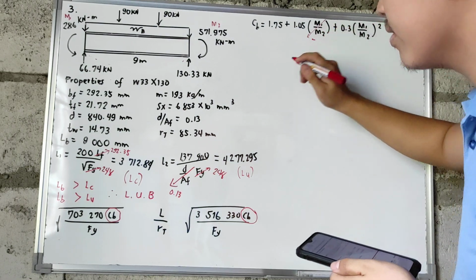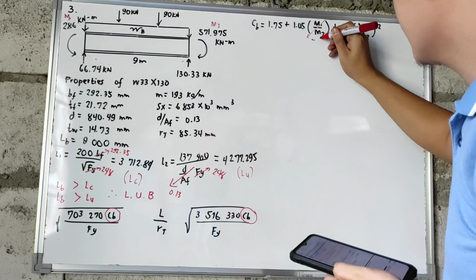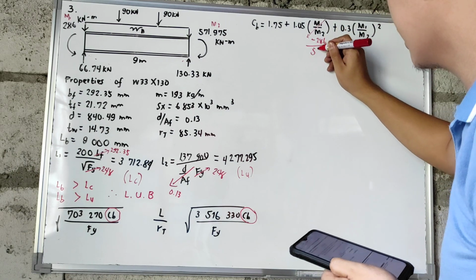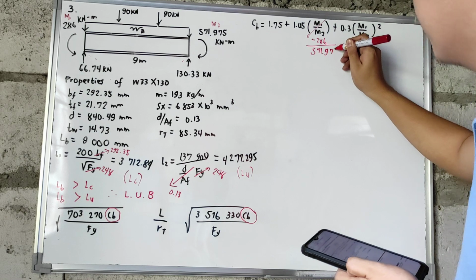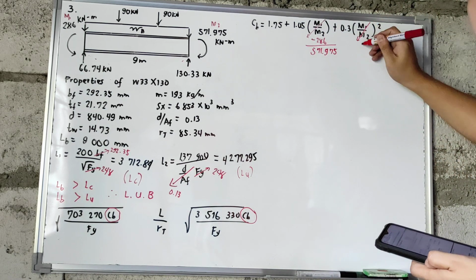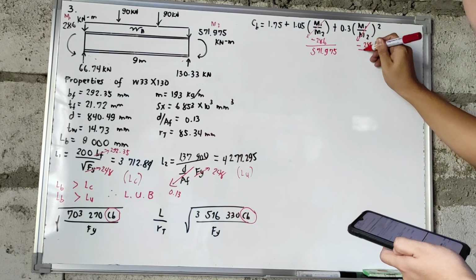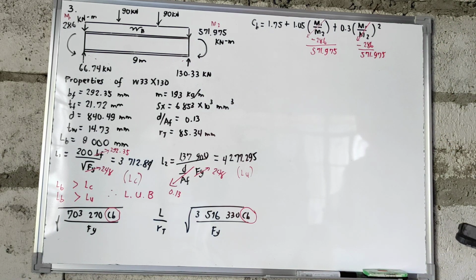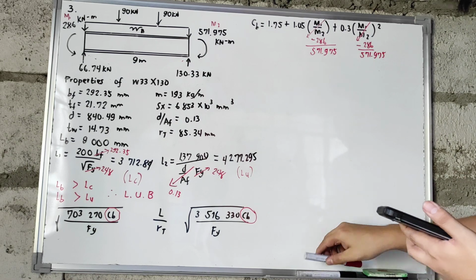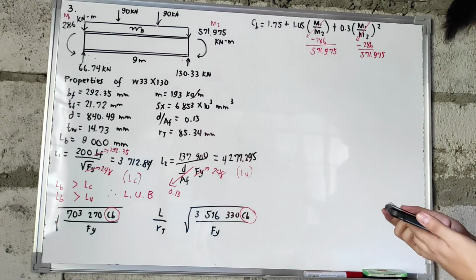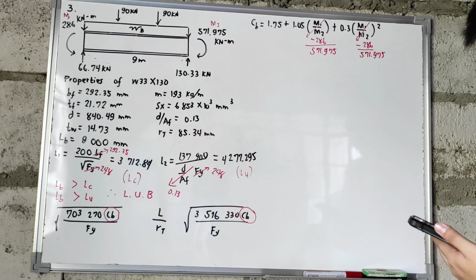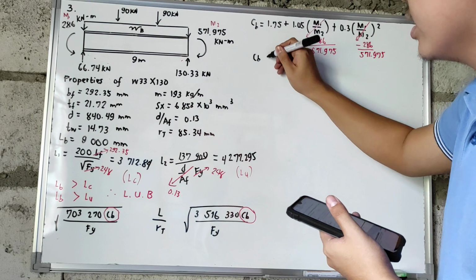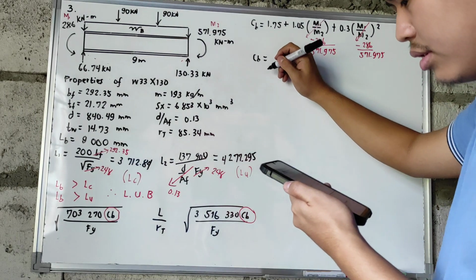It will become negative. Yung M1 natin is 286 all over 571.975. Dito din, negative din yan: negative 286 over 571.975. So, apply lang natin sa formula. Makukuha na natin yung value ng CB natin. The value of our CB is equal to 1.3.